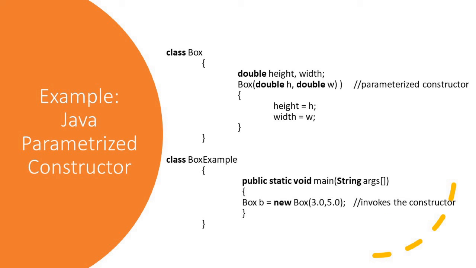Consider this example of a parameterized constructor. A Box constructor is defined under the class Box where the values of the instance variables are initialized with the values passed by the user while calling the constructor. Here, the height and width instance variables of an object B are initialized by values 3 and 5. You can also create other objects and initialize their values as per your requirement.